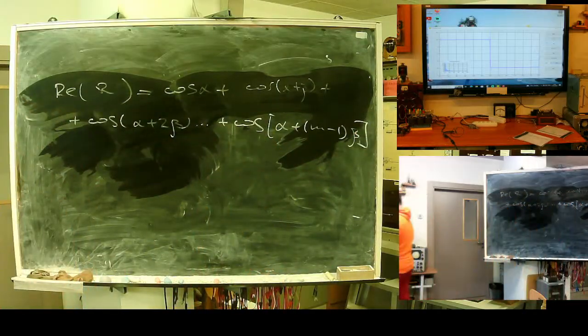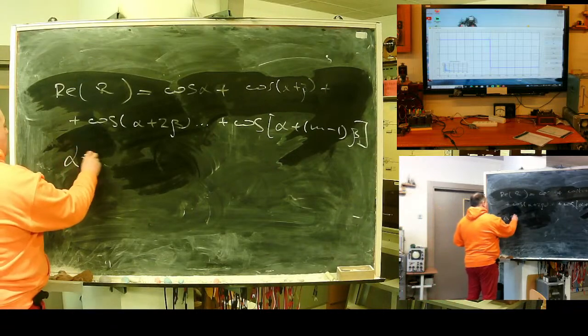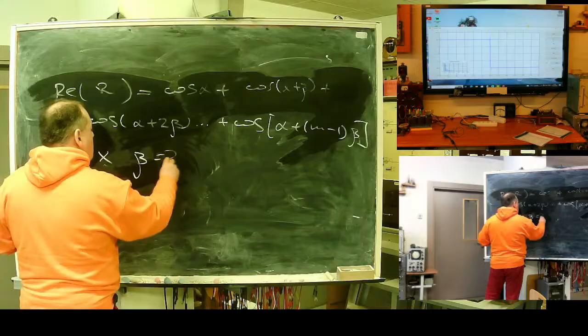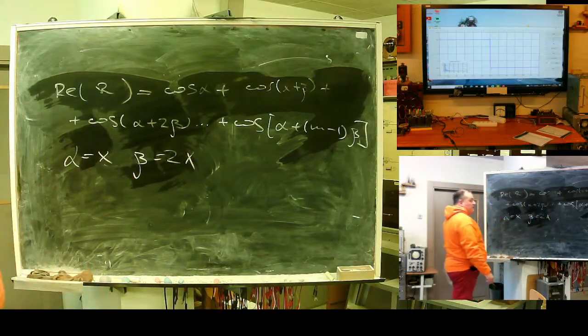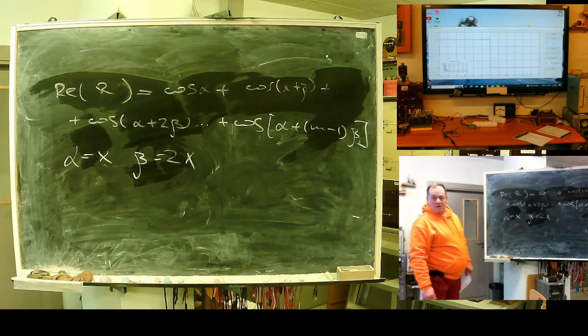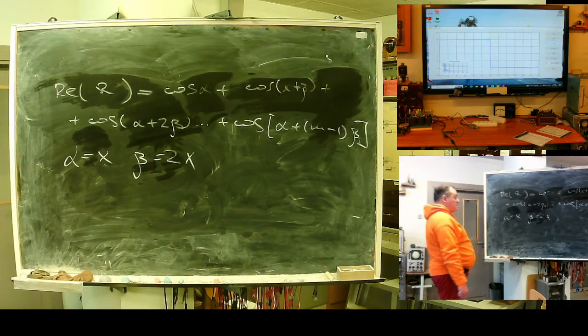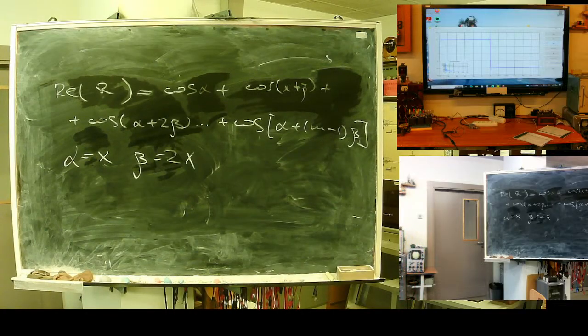The idea is to think that α here is x and β is 2x. If you use such a substitution, this series will become our equation. Understand? The real part of this series can be represented as our equation of extreme points.